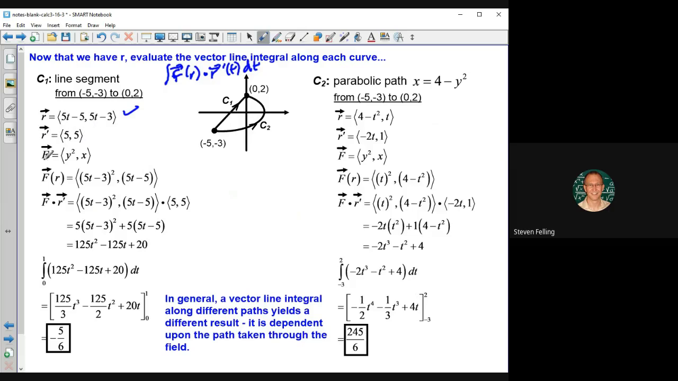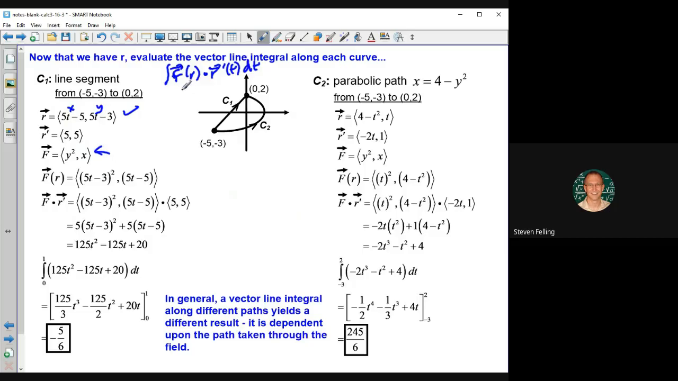And then because my function f is y squared x, I'm going to use these. This is going to be x and this is going to be y. So I'm going to replace in the field equations all x's with 5t minus 5 and all y's with 5t minus 3. So this becomes 5t minus 3 squared, and this one becomes 5t minus 5. Right, so that's the function evaluated with r, in other words, just substituted with the parameters.